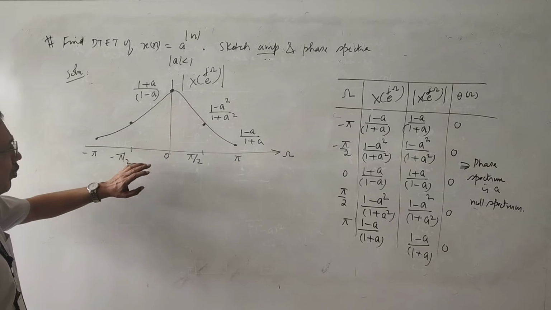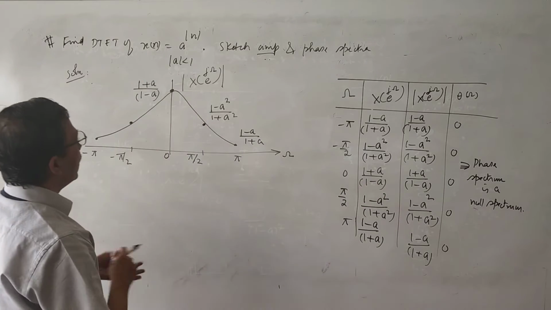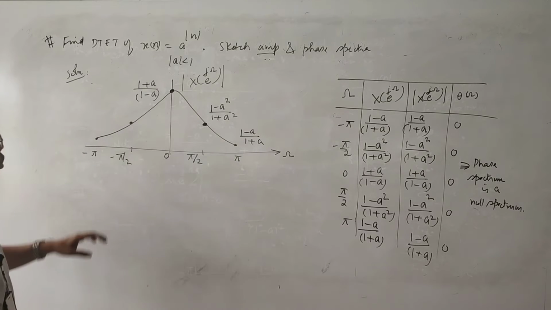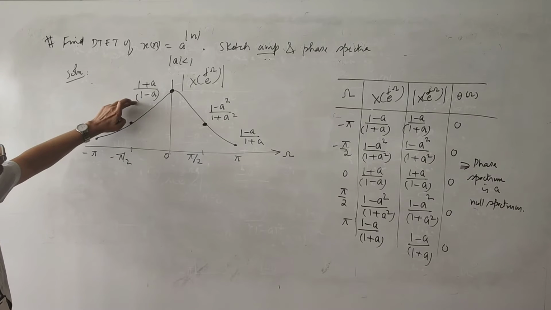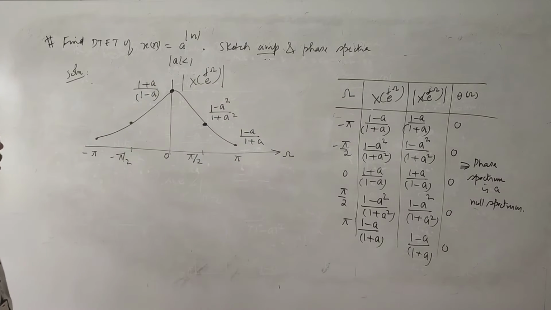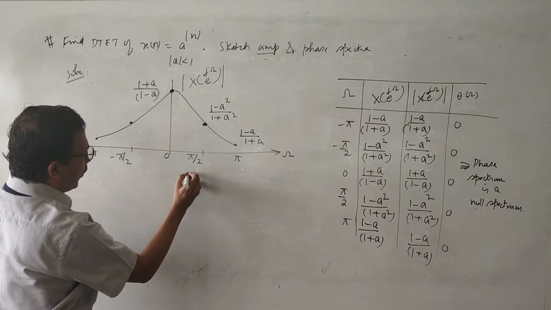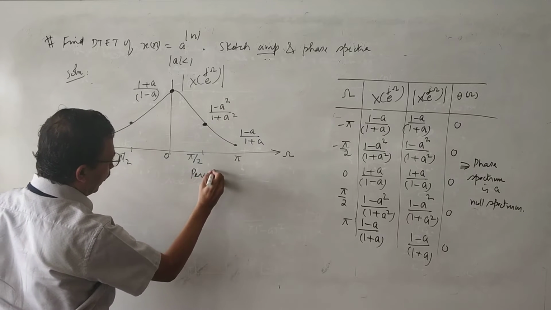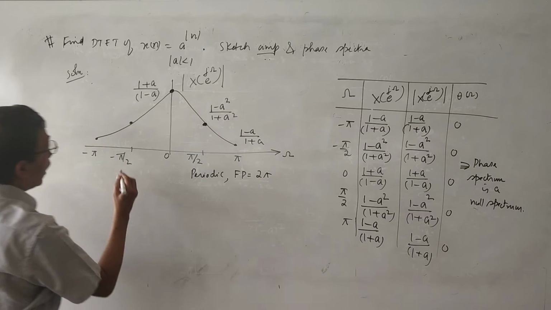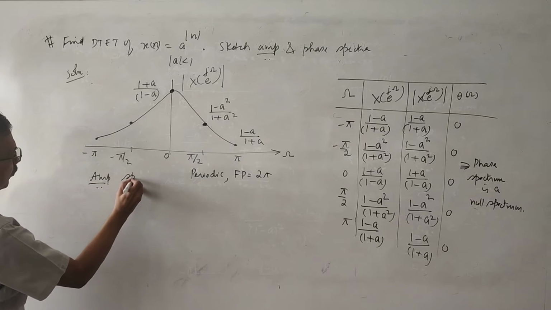At omega equal to 0, the value is not 0, it is 1 plus a by 1 minus a. So 1 plus a by 1 minus a is greater than 1 minus a by 1 plus a because mod a is less than 1. This spectrum exhibits even symmetry. This spectrum is periodic with the fundamental period equal to 2 pi. And this figure represents the amplitude spectrum.